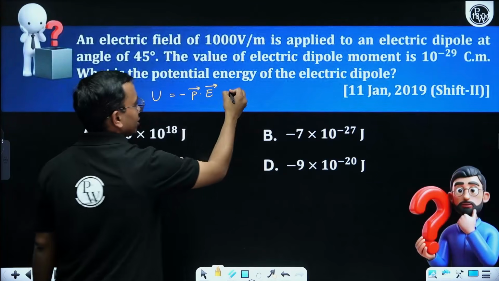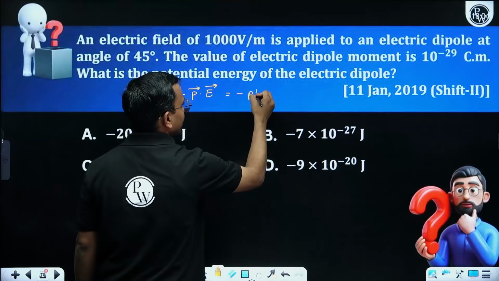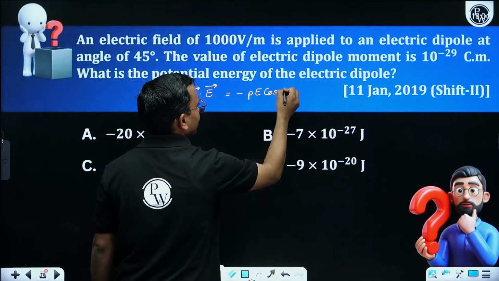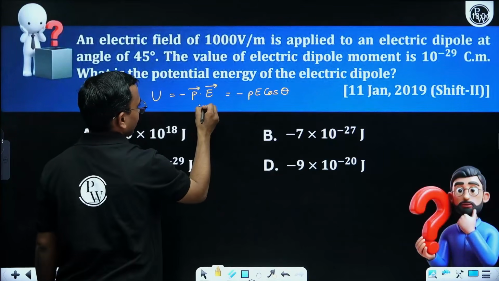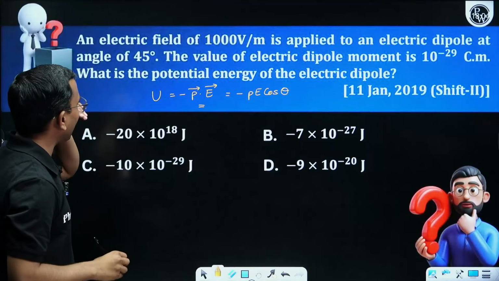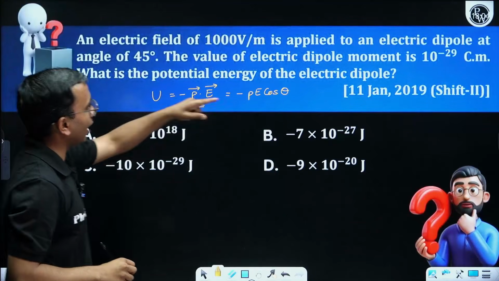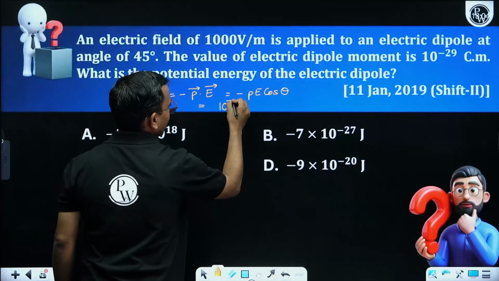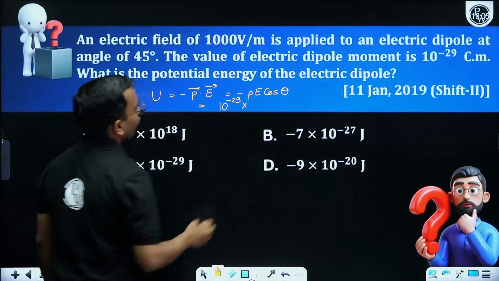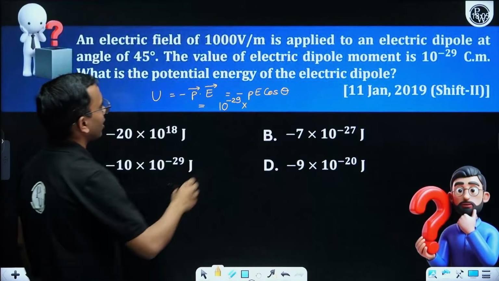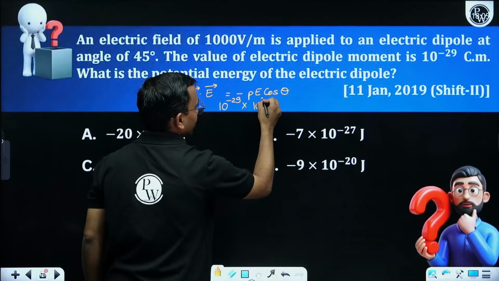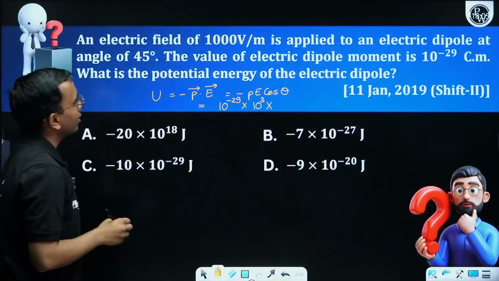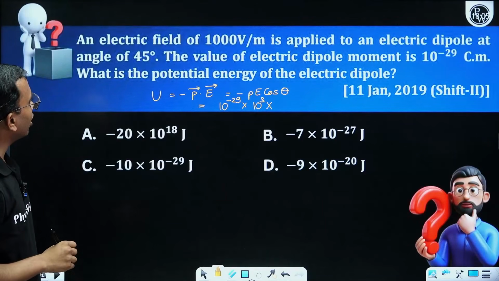P dot E means PE cos theta. So minus PE cos theta. Okay, so what is P there? Electric dipole moment is given as 10 to the power minus 29. What is E? Electric field, that is 1000, so 10 to the power 3. PE cos of 45.